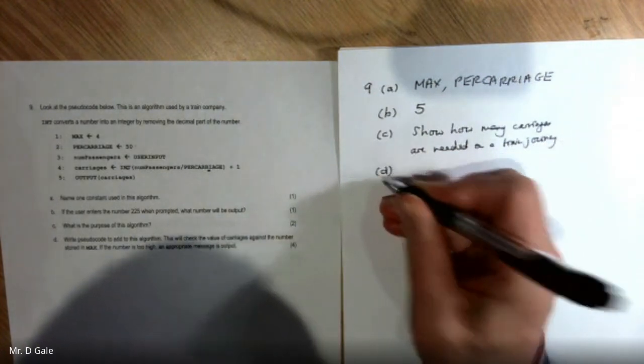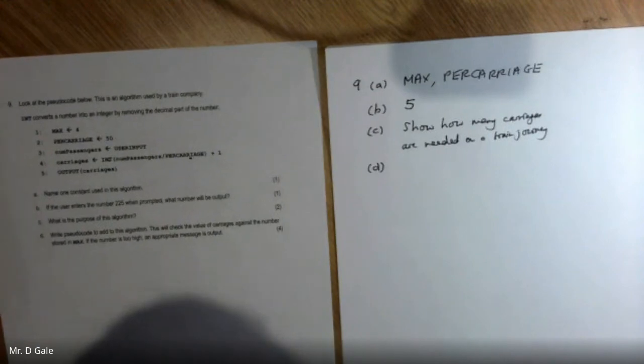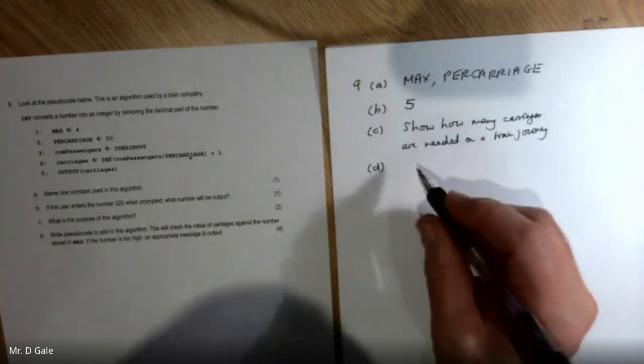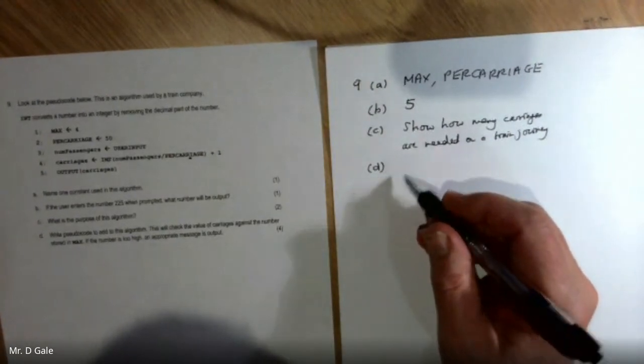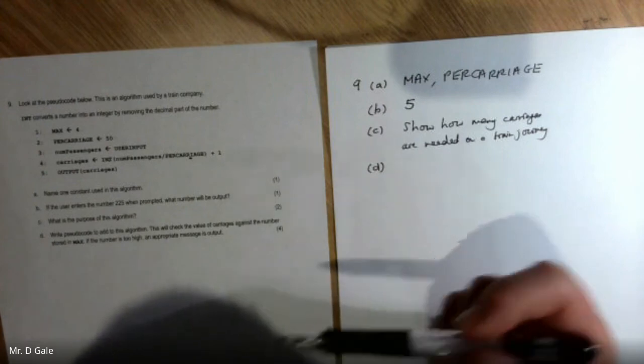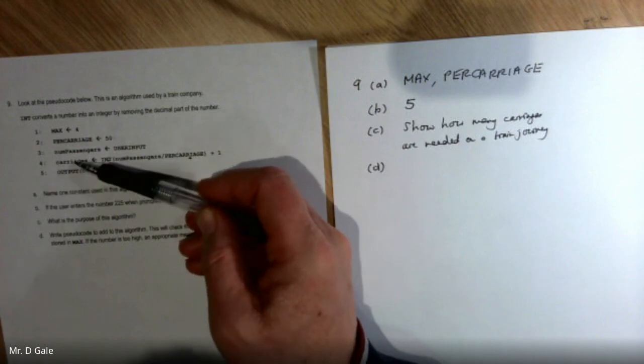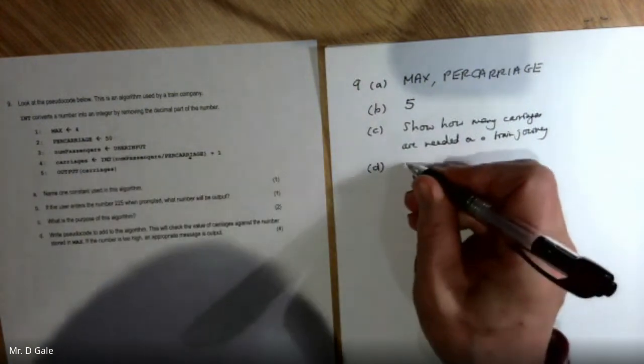And last of all, the fun part, write pseudocode to add to this algorithm. This will check the value of carriages against the number stored in max. If the number is too high, an appropriate message is output. Right, so we need to check to see if the number of carriages is too high. Now we've got max here to tell us what's too high, and we know that carriages is the number of carriages.